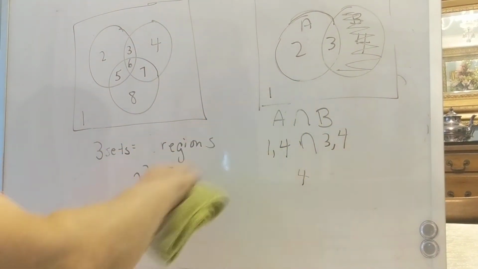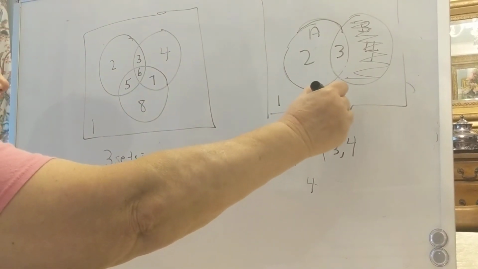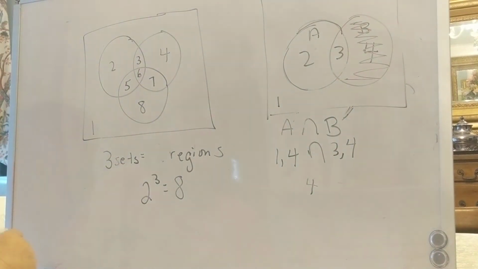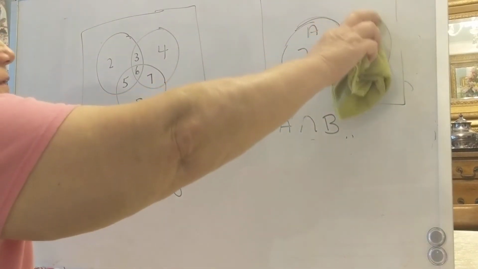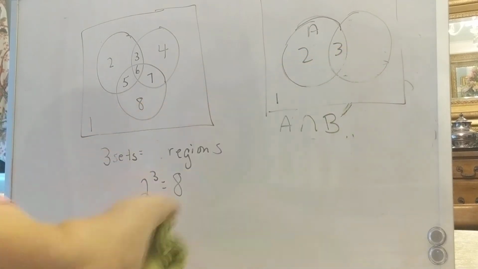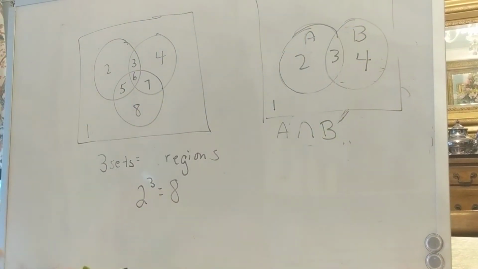So I want you to try one, and we're not going to stop the video, but you stop your own video while you try this one. A intersect complement of B. Alright, let me erase this. And you try that one, so stop it long enough for you to do it.